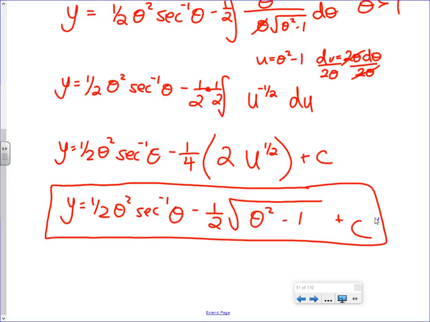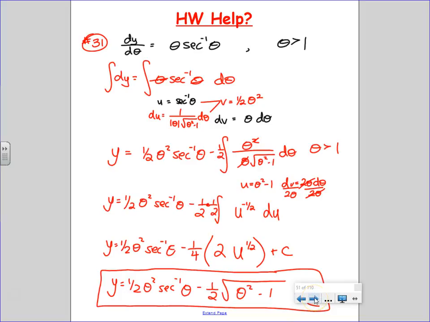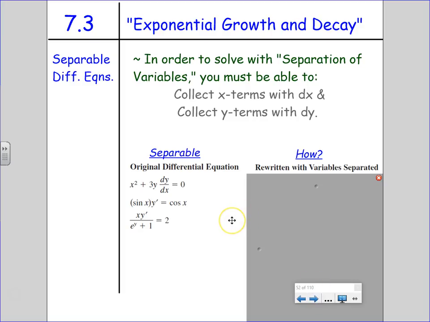For those that didn't get further. Okay, wait, pause. What on earth is coming next? Growth and decay and separable differential equations. We got this. Alright, cool kids, I'll see you tomorrow.